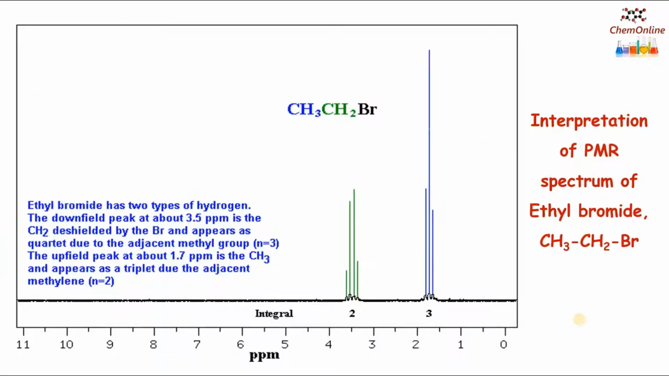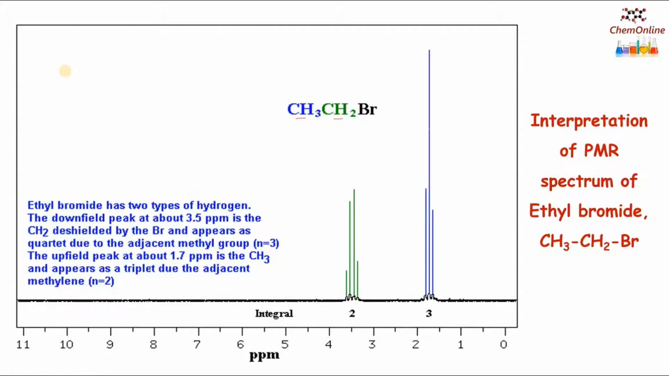Once again, let's look into the NMR spectrum of ethyl bromide. In ethyl bromide, as I said earlier, there are two different sets of equivalent protons. The CH3 protons are one set and the CH2 protons are another set. So definitely we will get two NMR signals in the spectrum. But we have seen that each of those signals is split into different lines due to spin-spin coupling.